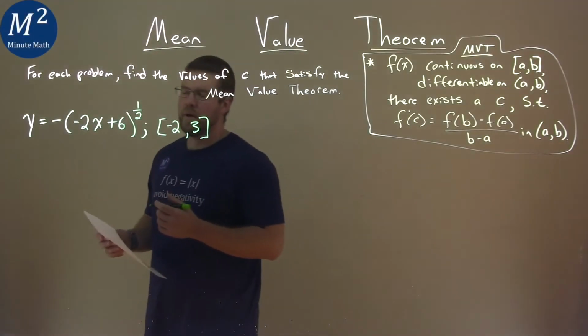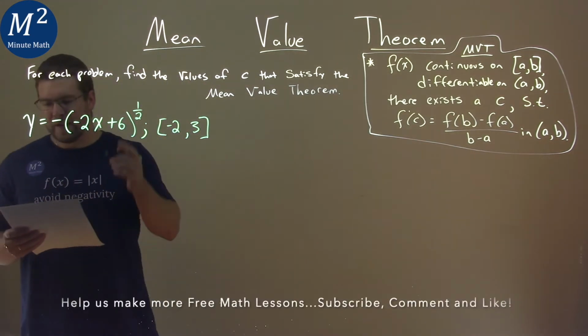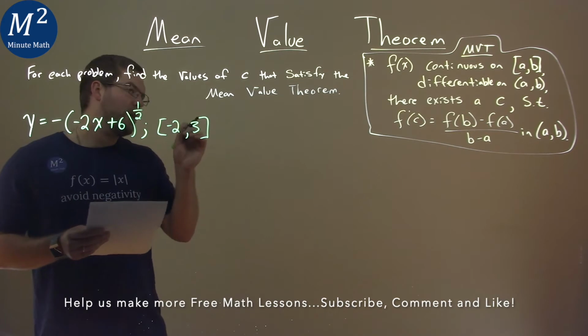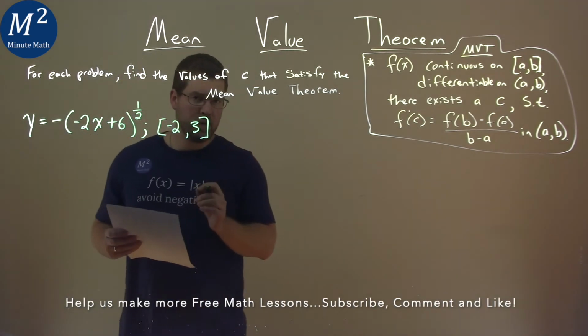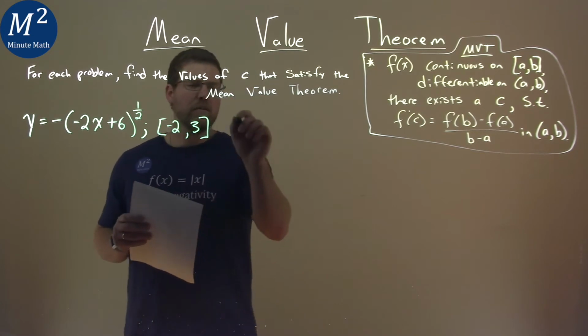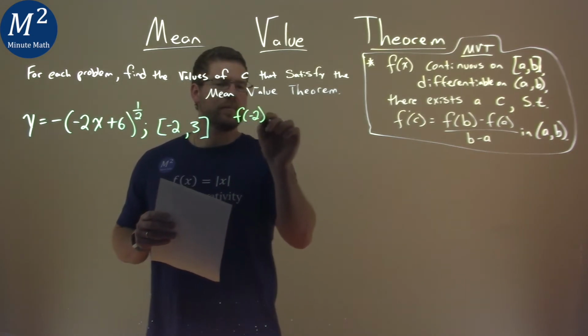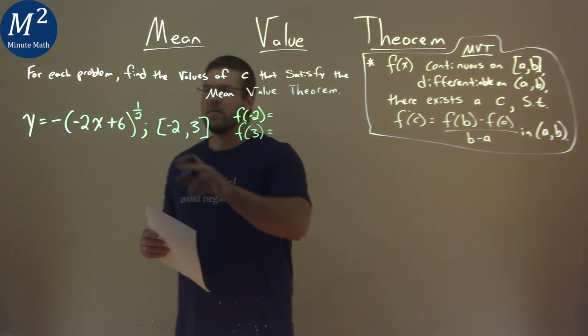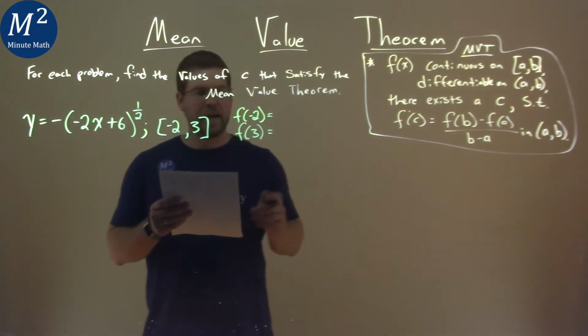I'm given this problem right here. y equals negative 2x plus 6 to the 1/2 power, and we want to find the value of c that satisfies the mean value theorem on our interval from -2 to 3. First thing I want to find is my f of -2 and my f of 3. I'm plugging those into my original function here, and I got the value for you.